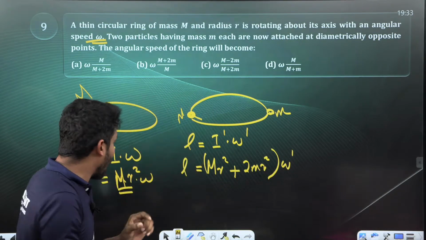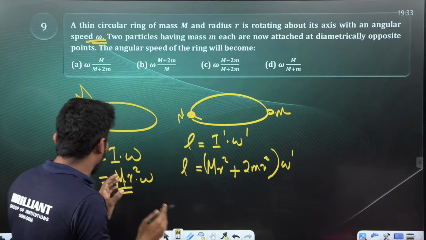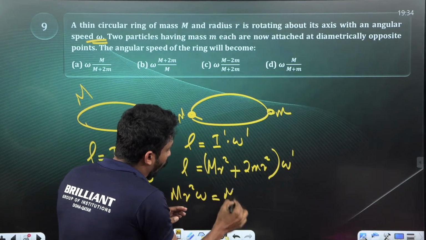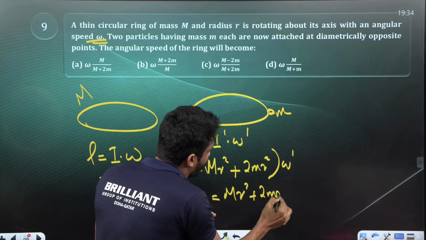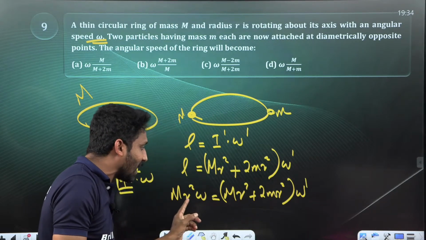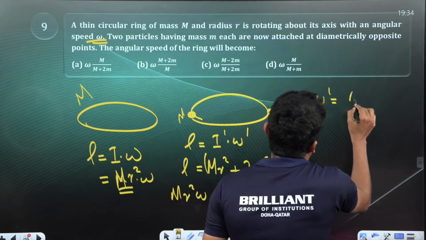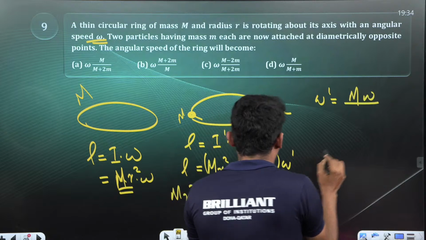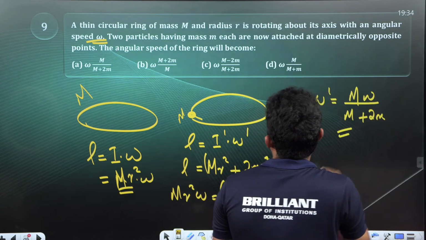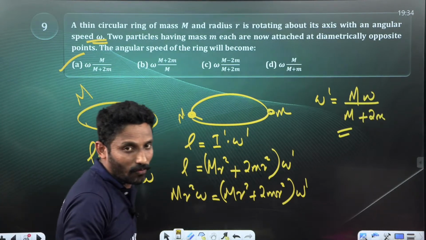Now we know that the initial and final angular momentum are equal because there is no external torque acting. This means MR square omega is equal to MR square plus 2mr square into omega dash. The question is about omega dash. R square is cancelled, which means omega dash is equal to M omega divided by M plus 2m. This is option A, the answer of the 9th question.